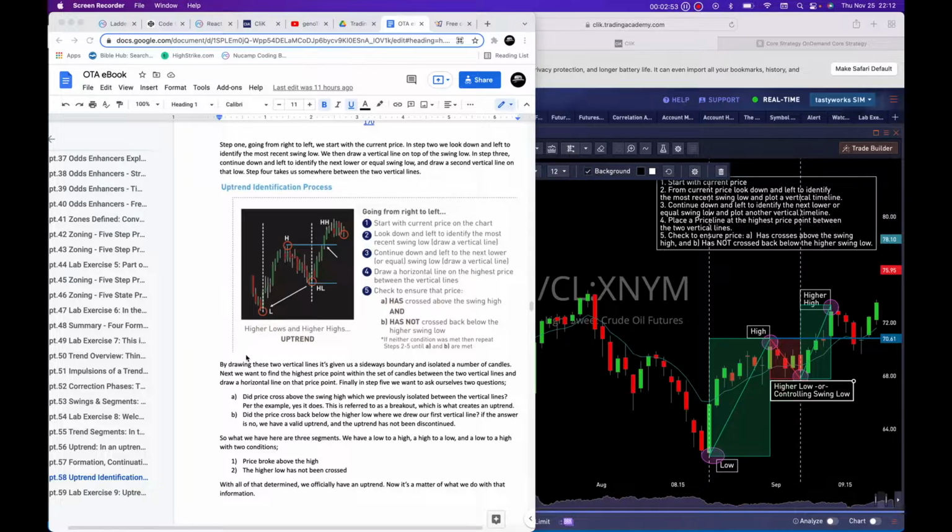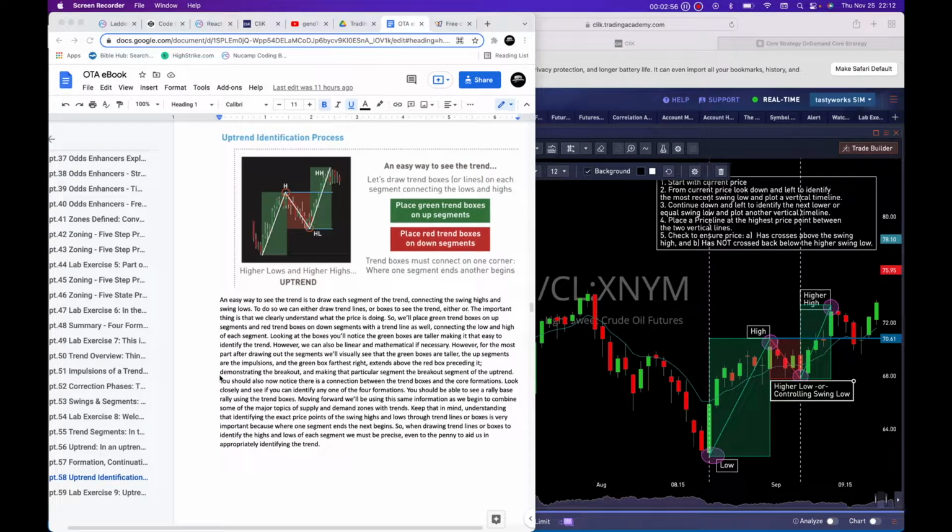Now it's just a matter of what we do with that information. An easy way to see the trend is to draw each segment of the trend, connecting the swing highs and the swing lows. Now to do so, we can either draw trend lines or we can draw boxes to see the trend, either or. The important thing is that we clearly understand what the price is doing. So we'll place green trend boxes on up segments, and we'll place red trend boxes on down segments with a trend line as well, connecting the low and high of each segment.